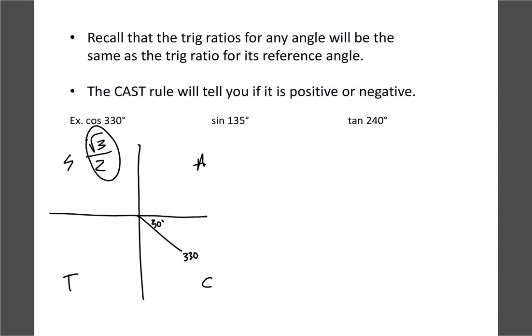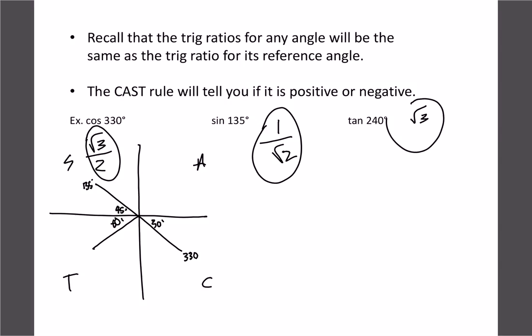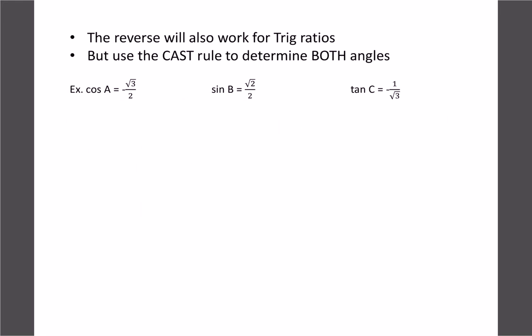For sine of 135, that one's going to be in this quadrant, and our reference angle will be 45, so sine of 45 is 1 over root 2. And in the S quadrant, it's positive, so we're done with that one as well. And our last one, tan of 240, that would give us a reference angle of 60. So tan of 60 is root 3 over 1, or just root 3, and we're in the T quadrant, so it's also positive. So we have no negatives for any of these three.